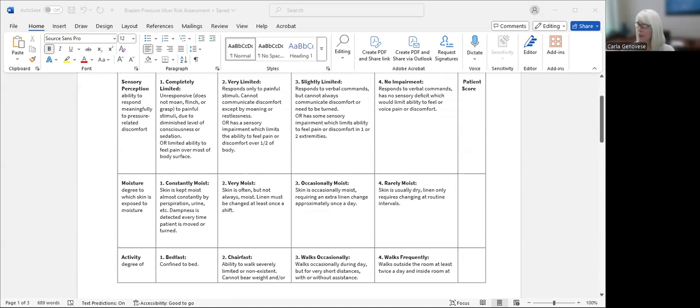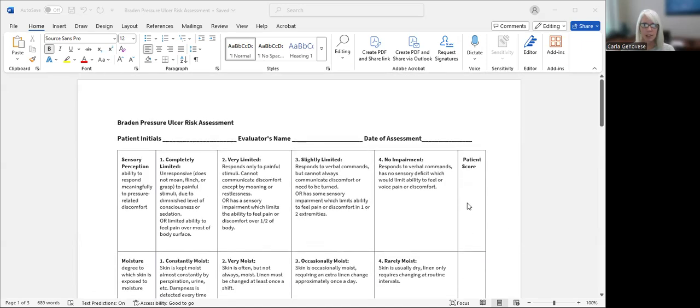identified risk. For your assignment, you will complete a Braden pressure ulcer risk assessment on a patient observed in clinical rotations using this tool. Include the active use of this tool with your assignment submission.